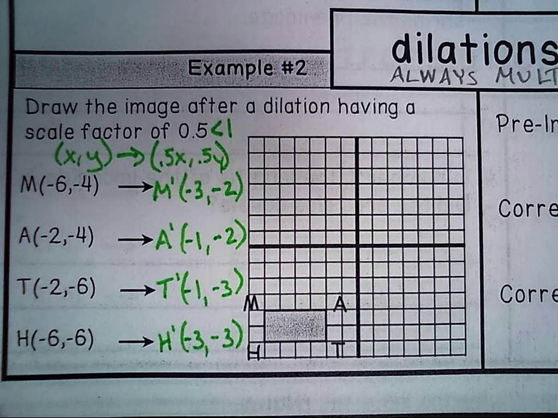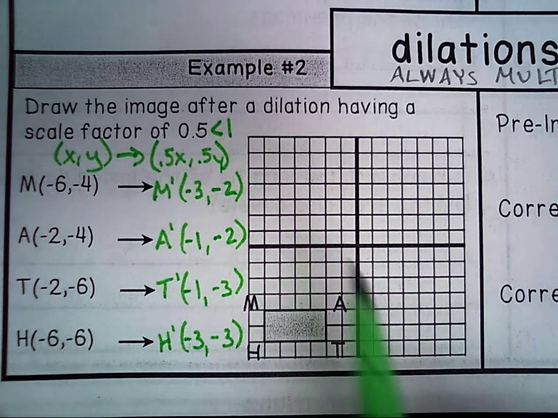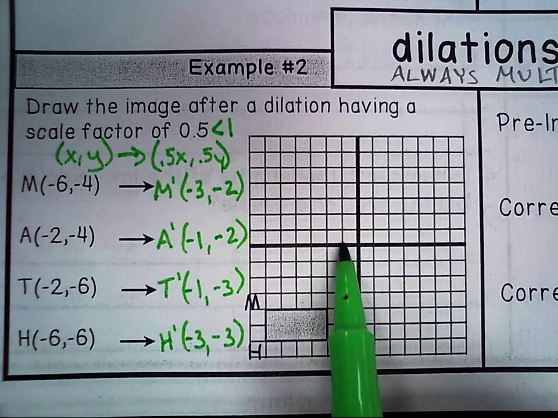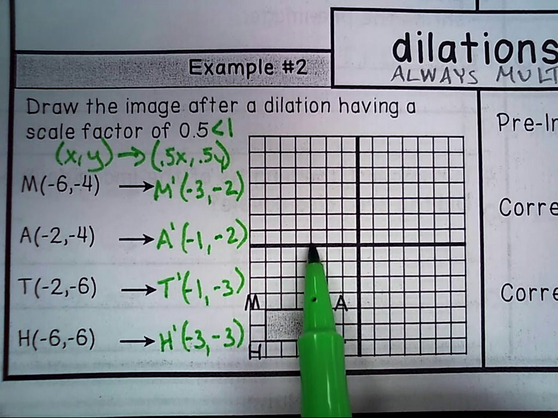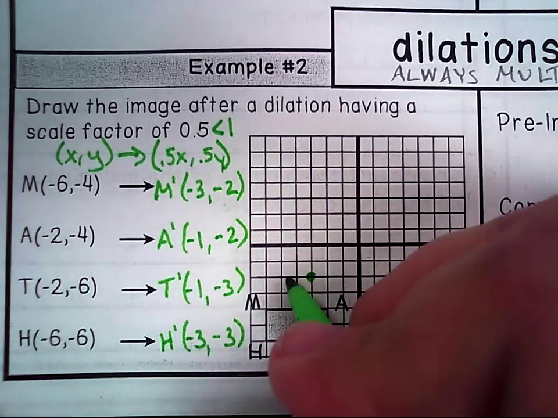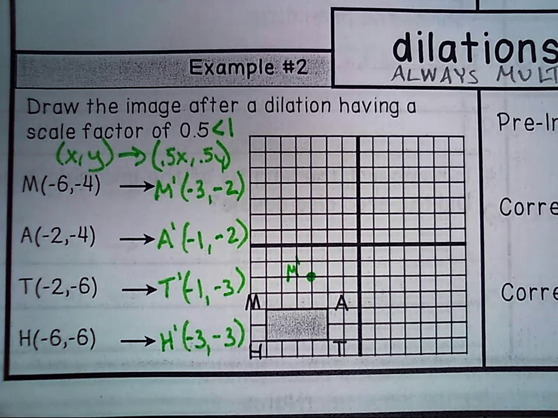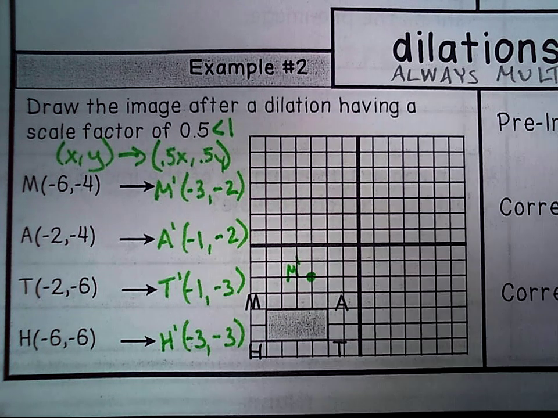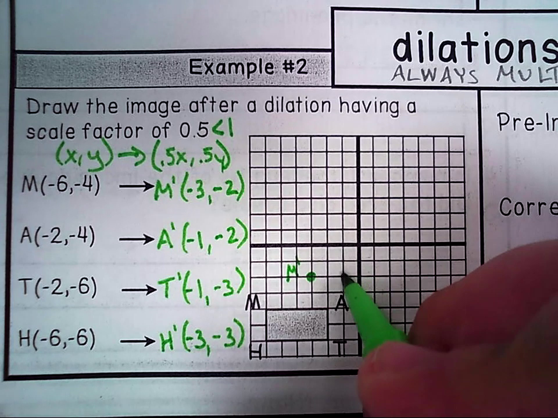So here's what we're going to do. We're going to plot these points. So I'm going to go to negative 3, negative 1, 2, 3, and it says down 2, 1, 2. And put that point, and that is M prime. Now let's do A prime. We're going to go to negative 1, and again, down 2. This is going to be A prime.